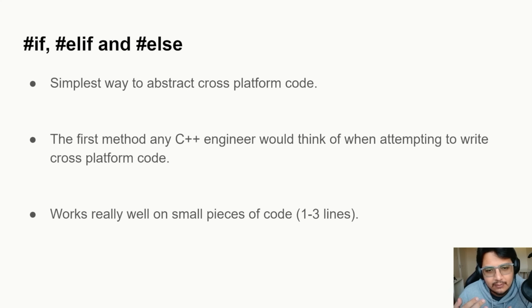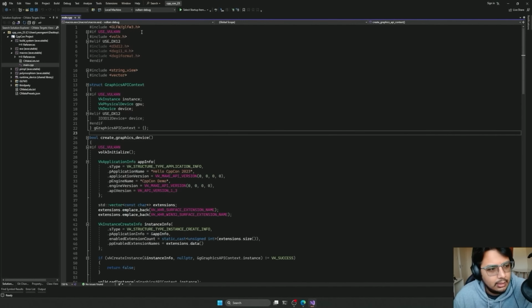And because of the way it works, it becomes very intuitive for people who are starting out to think about this. And also with preprocessor macros, it works really well on small pieces of code. Right, so let's take a look at how it would work. This is an example that I've prepared. I've written out all the code.